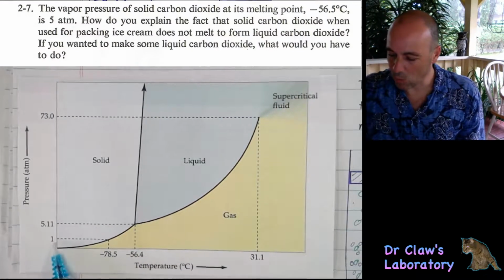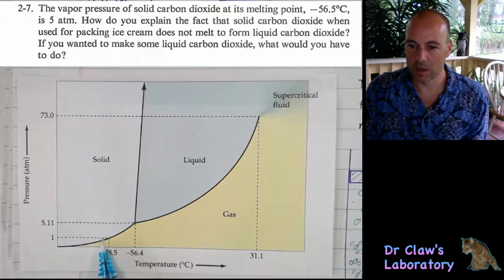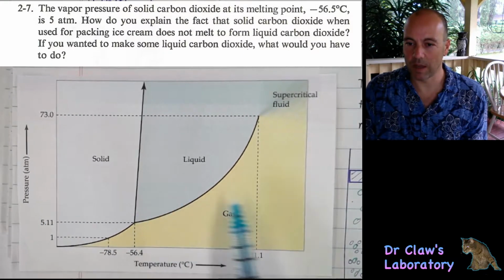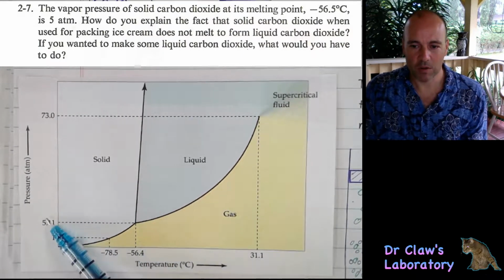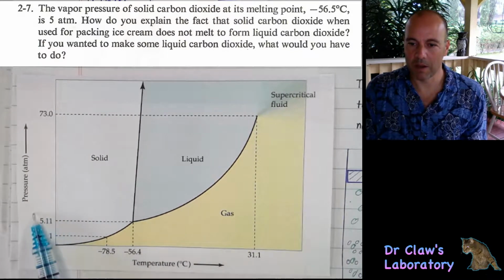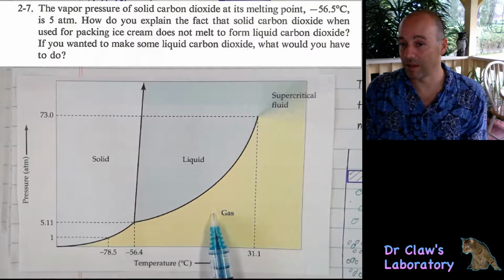You can see at 1 atmosphere, if you have a piece of solid carbon dioxide, as it warms up, it will convert into the gas phase, and that occurs at a temperature of negative 78.5. Okay, it sublimes directly into the gas phase. In order to have the solid go through the liquid phase and then to the gas phase, the pressure needs to be above 5.11. Okay, so at pressures above this, that's where you'll see the solid melt into the liquid phase and then go into the gas phase.